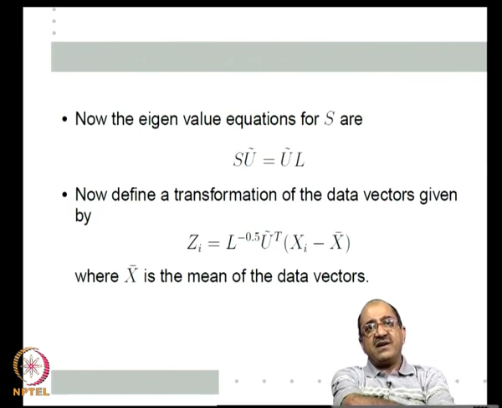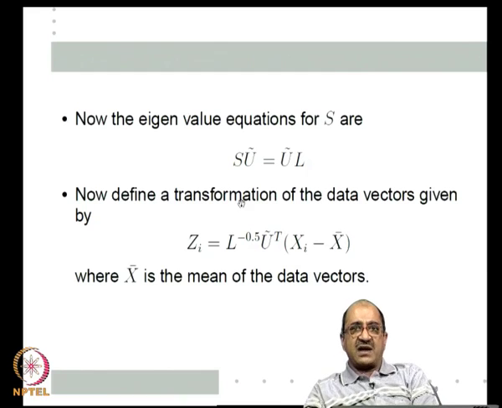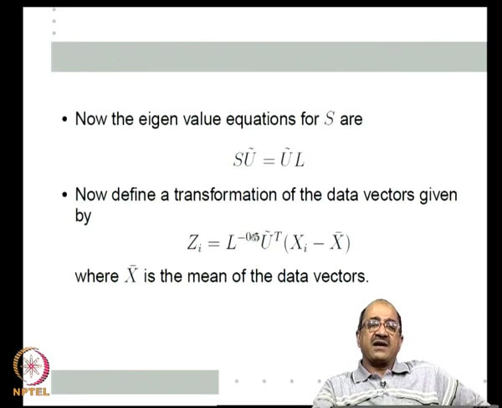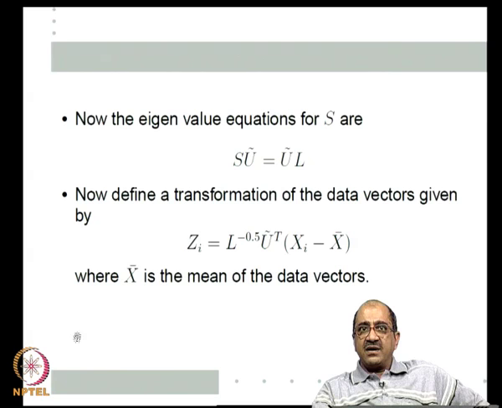Now, let me define a transformation of the vectors. It transforms x_i's into z_i's. z_i is given by L to the power minus half, where L is the diagonal matrix with the eigenvalues on the diagonal, times L to the power minus half, u tilde transpose (x_i minus x bar), where x bar is the mean of the data vectors.